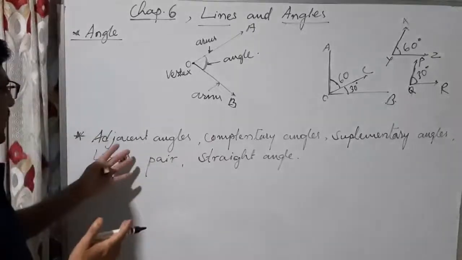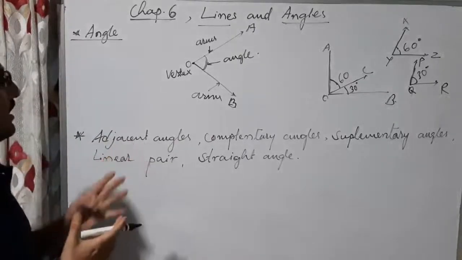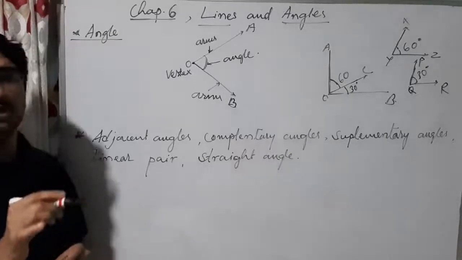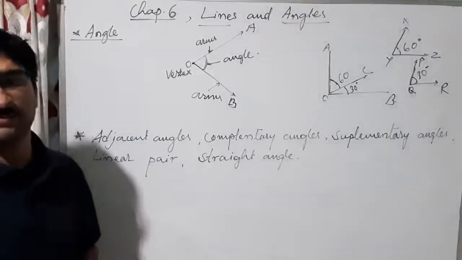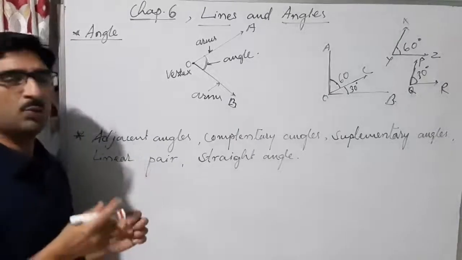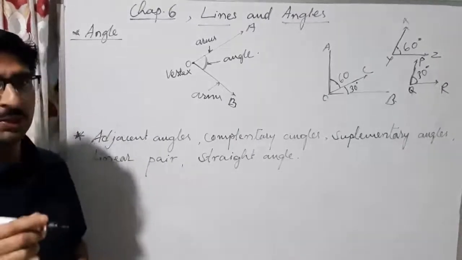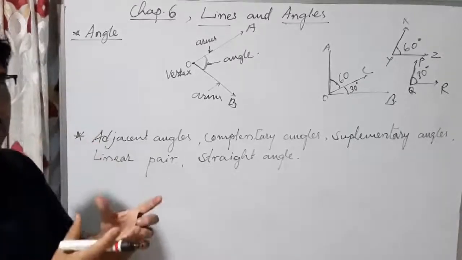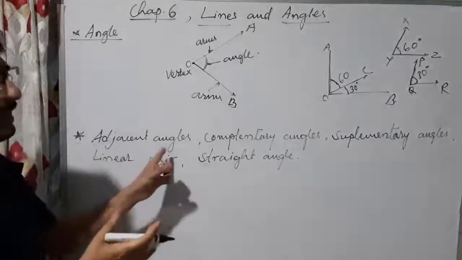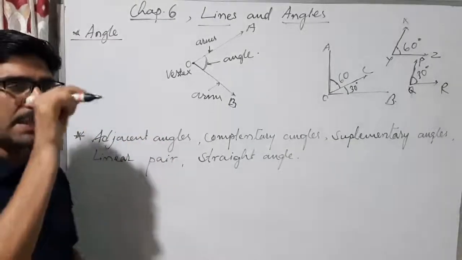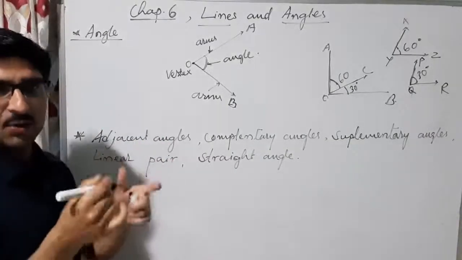First one, adjacent angles. Adjacent angles means if two angles have a common or the same vertex, then these two angles together are called adjacent angles. Adjacent angles means a pair of angles. Two angles at one vertex are called adjacent angles.